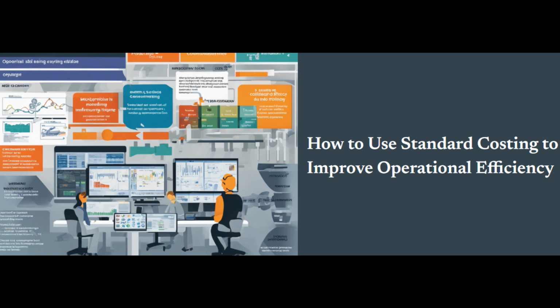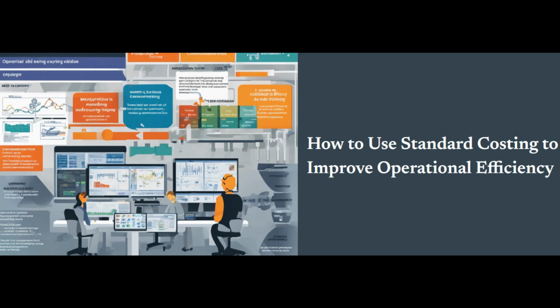Supporting strategic decision making. Beyond its operational benefits, standard costing can also play a crucial role in supporting an organization's strategic decision making. By providing a clear and consistent view of the costs associated with different products, services, or business units, standard costing can help managers evaluate the financial implications of various strategic initiatives. For instance, a company considering a new product launch or a business expansion can use standard costing to forecast the expected costs and profitability of the venture.